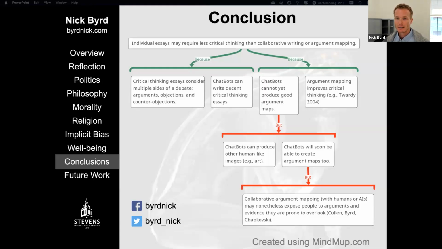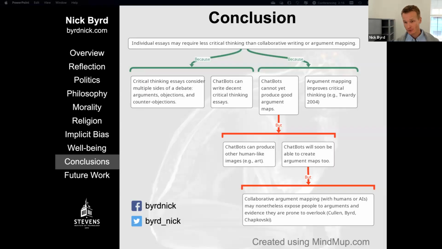So it seems like there's an opportunity here. If chatbots can't yet do it and it's valuable for humans to do, then we might want to be requiring our students to do it, because they might not be able to just have a chatbot do the entire thing for them. But suppose we object, well, look, chatbots can produce other human-like images, so it's probably just a matter of time that they'll be able to produce argument maps as well.